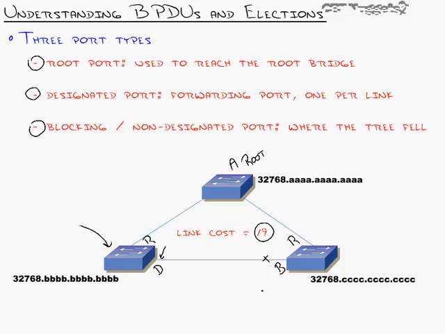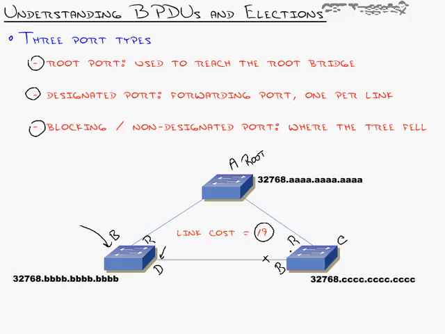Now, as a side note, why do you think this guy did it? Why did switch C block his link and not switch B? Any guesses? That's because switch C, you probably got it, has the higher MAC address. The higher MAC addresses are not only used for electing the root bridge, or the lower ones, but also used to determine who will end up blocking the link.